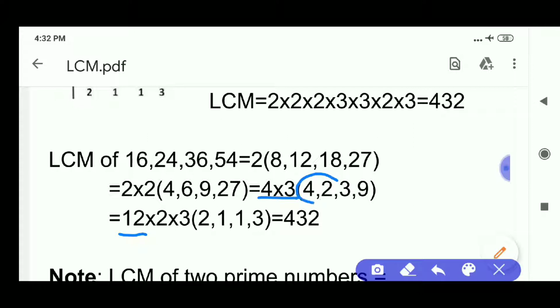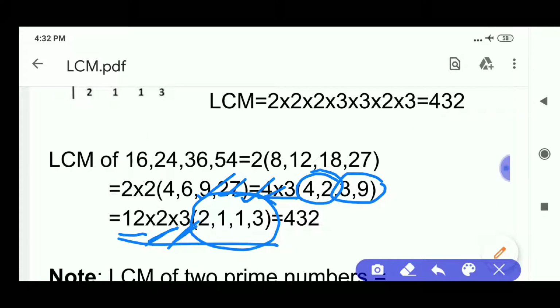From first 2 we can bring 2 outside. From the next 2 numbers we can bring 3 outside. Now it became inside 2 2s are, 2 1s are, 3 1s are, 3 3s are. Now inside are coprimes. So simply multiply, you will get 432.